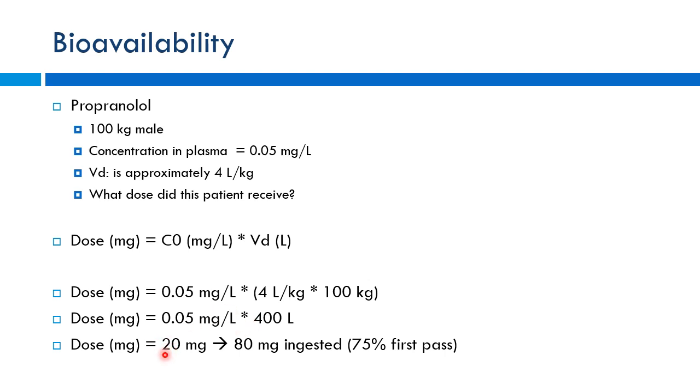And remember, 25% bioavailability. So that 20 milligrams is really probably what orally? 80 milligrams, right? If I can assume that 75% of that was metabolized, I add that to that 20 milligrams, and now I have 80 milligrams. So I could say that 100 kilogram patient probably took 80 milligrams of propranolol in order to get that concentration.